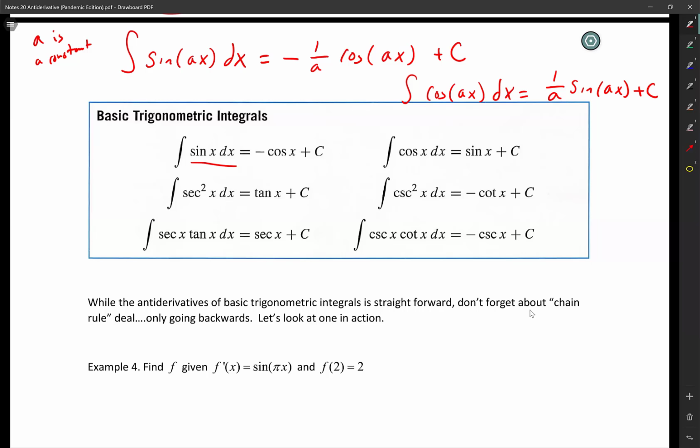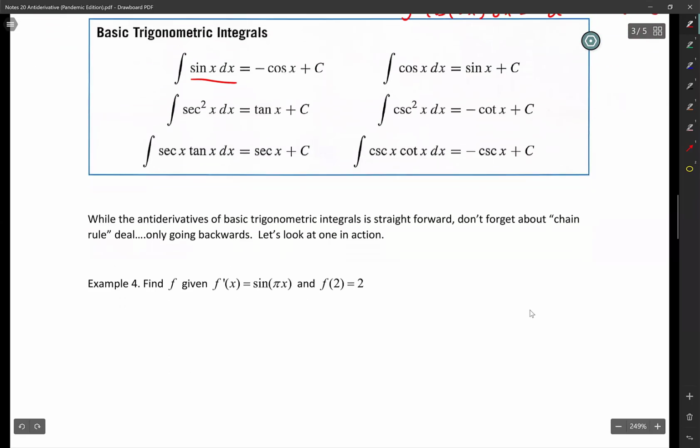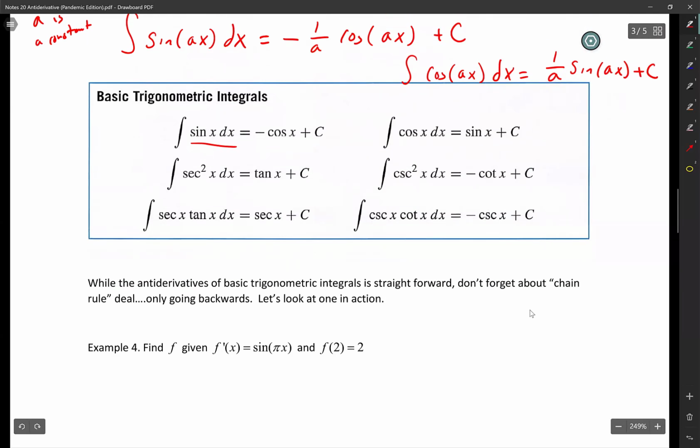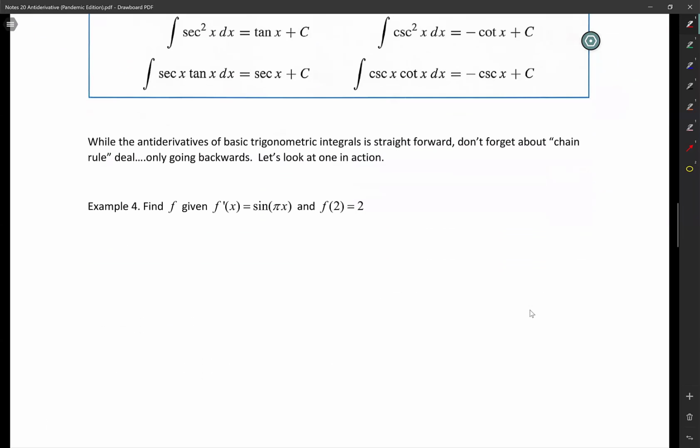All right. Let's see if we can do one, guys. While the antiderivative of basic trig integrals is straightforward, don't forget about the chain rule deal, only going backwards. Let's look at one in action. And of course, you no longer have to think because we now have formulas up there. But remember, I want you guys to know that this came from somewhere.